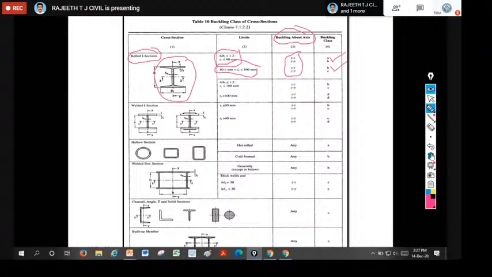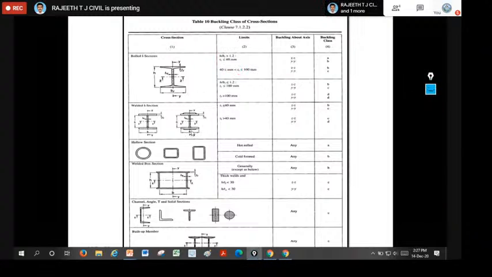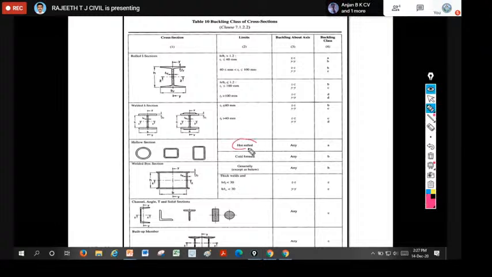Okay, here if you observe, h by bf for a rolled I section: the limit is that it should be greater than 1.2, and thickness of the flange must be less than 40 millimeter. In the same way, thickness of the flange greater than 40 and less than 100 millimeter. So we can categorize the classes here. Similarly for hollow sections, for hot rolled sections, you should remember these values at least. For hot rolled sections, the buckling class will be A. For cold formed sections, the buckling class will be B.